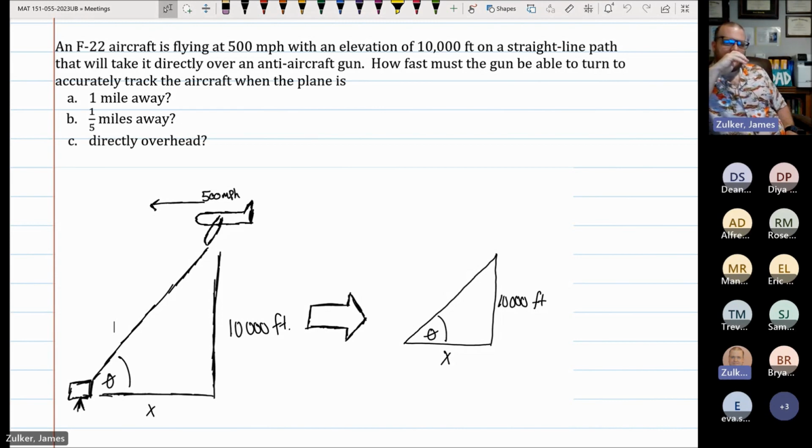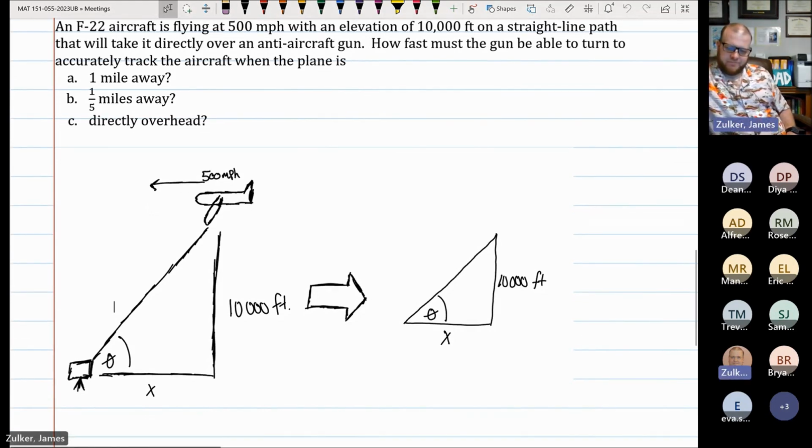Whenever you can, draw a picture, and then label stuff on this picture. As you can see, this problem breaks down to a right triangle.